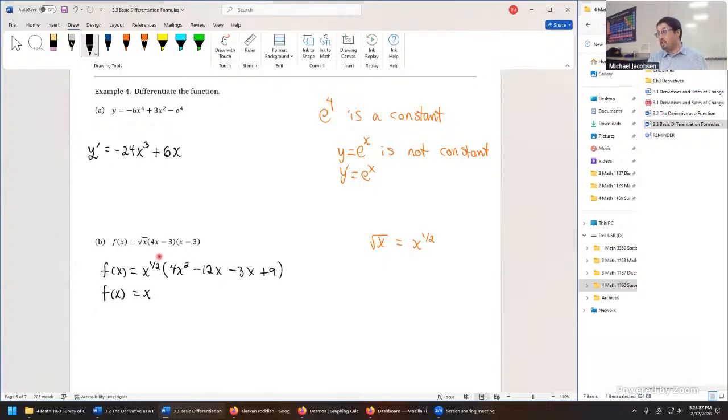F of x is, I'll leave x power 1/2 here, simplify inside, 4x squared. But you know, as we simplify, let's make our exponents compatible with that exponent. X power 2 is just as good as x to the power 4/2.